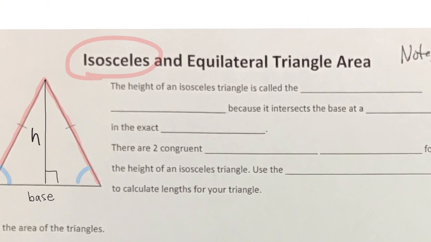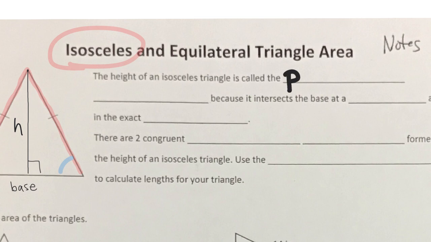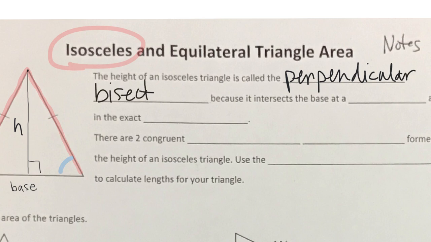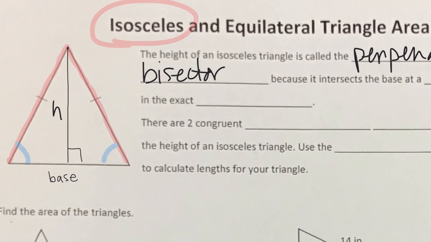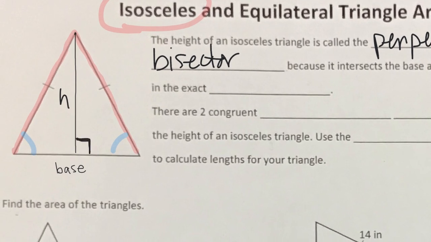It's also called the perpendicular, wow, that's kind of wide for my purposes right now. It's also called the perpendicular bisector. So the height of an isosceles triangle is called the perpendicular bisector. Hopefully you know what these two words mean, right? What does it mean to be perpendicular? At a 90-degree angle, so intersecting at a 90-degree angle, check, right? We see that here. All heights intersect at 90-degree angles, but it's also a bisector.